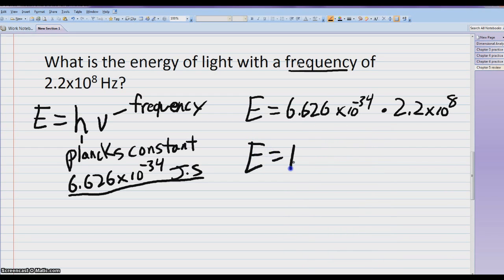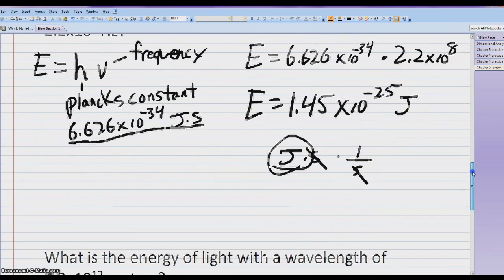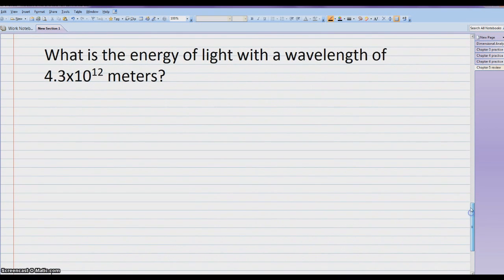Okay? Energy equals 1.45 times 10 to the negative 25th. And this is energy, so our unit here is joules. If we want to think about our unit conversion here, we had joule seconds times 1 over a second. The seconds cancel, and we're left with just joules. Okay. So, moving on to our last type of problem.